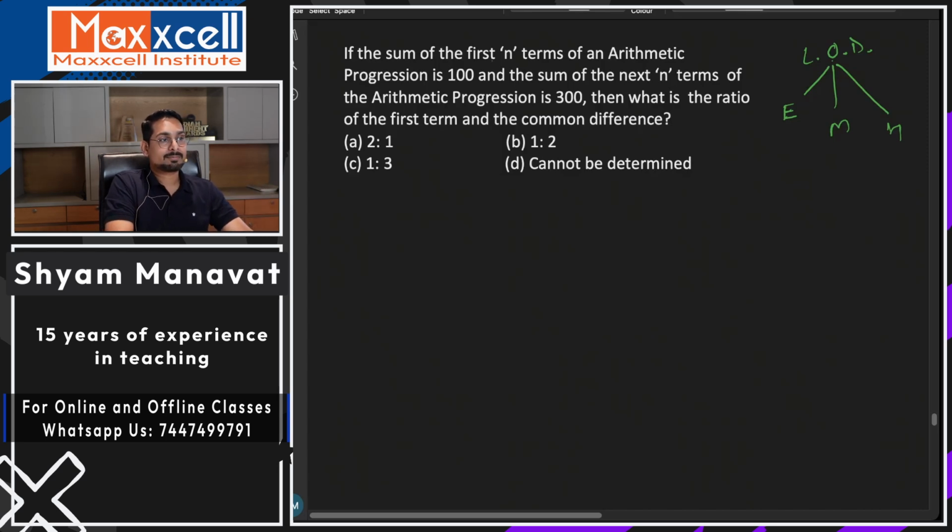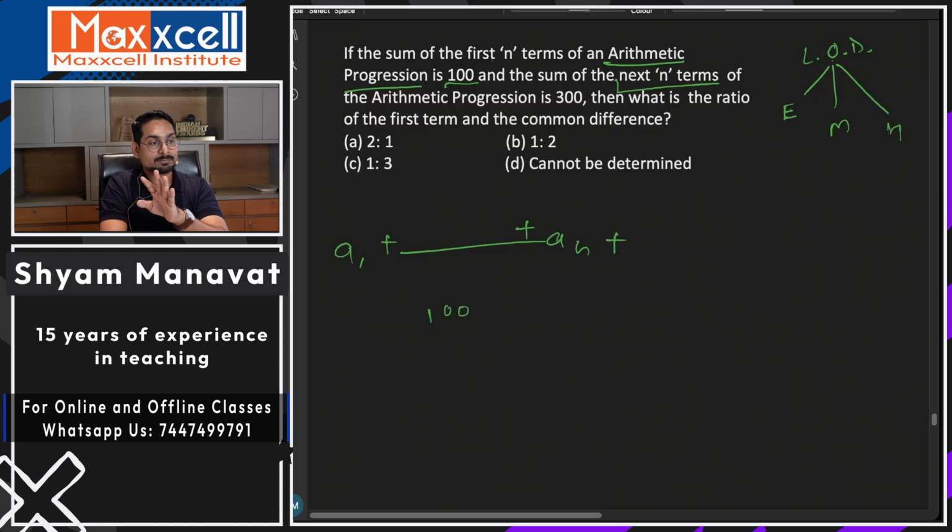Question is, if the sum of first n terms of an arithmetic progression is 100. First n term is 100. Sum of next n term, मतलब क्या? a1 to an, the first n term, the sum is 100. Next n term कैसे होगा?